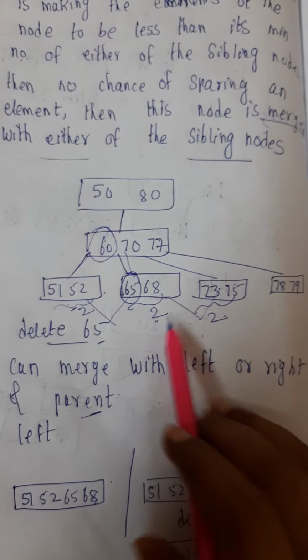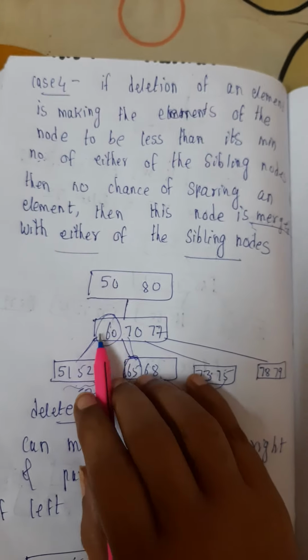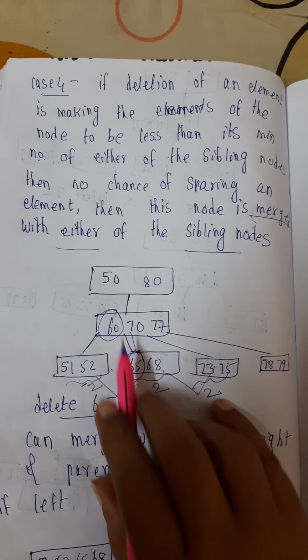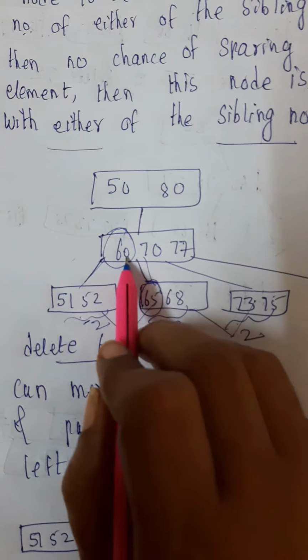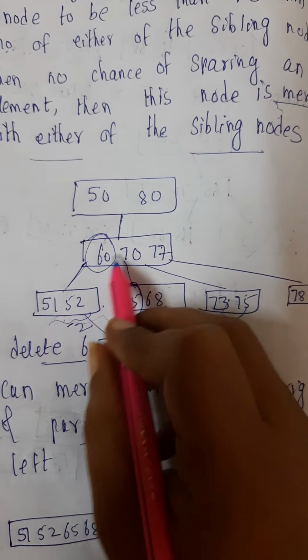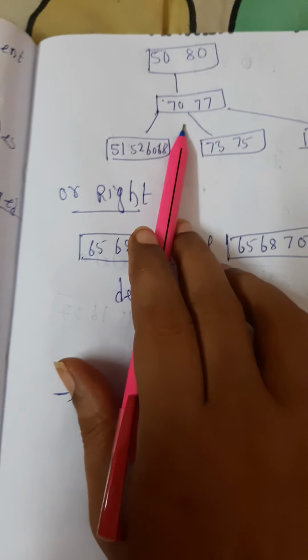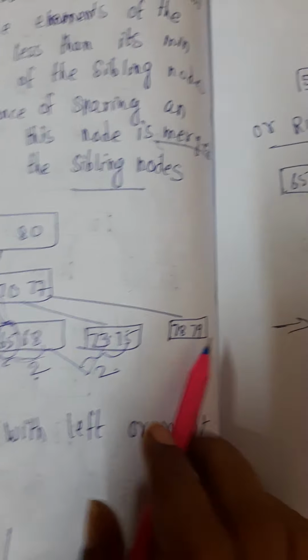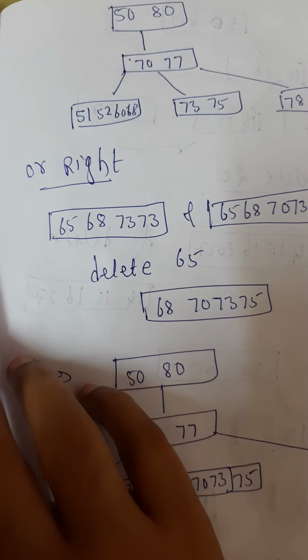So now let us update in the tree. With 50 and 80, this 60 you have brought down, so we don't have 60 now. Next, you have 70 and 77, and all these things you have merged. So all this will become the left child now. All these things you have merged, and this right and this right stay as they are, we are not doing anything. This is one: we are merging with the left.